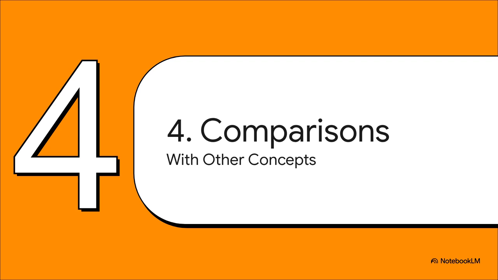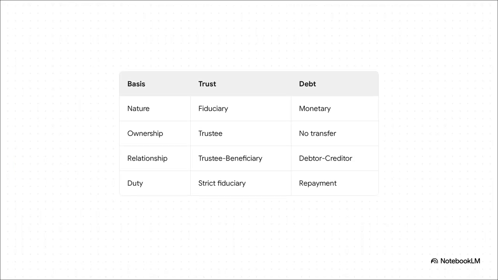4. Comparison with other concepts. This comparative analysis segment forms the substantive body of a top-tier 16-mark response. Draw this exact table. Let's look at trust versus debt. When we look at the basis of nature, a trust is a fiduciary obligation, whereas a debt is strictly a monetary obligation. In terms of ownership, the trustee holds property in a trust, but in debt there is no property transfer. For relationship, in a trust it's between trustee and beneficiary, unlike the simple debtor-creditor dynamic in debt. Finally, regarding duty, a trust imposes a strict fiduciary duty, while debt involves only a repayment duty.